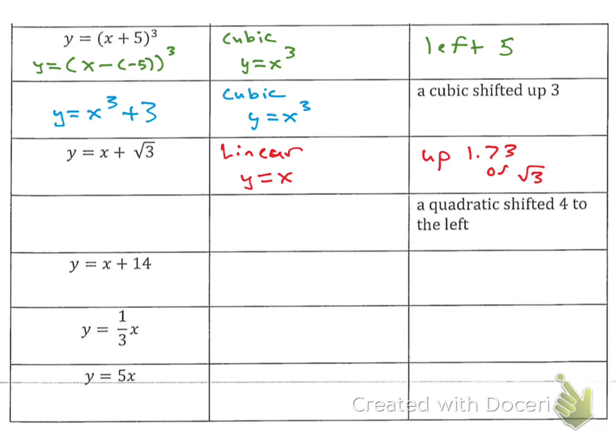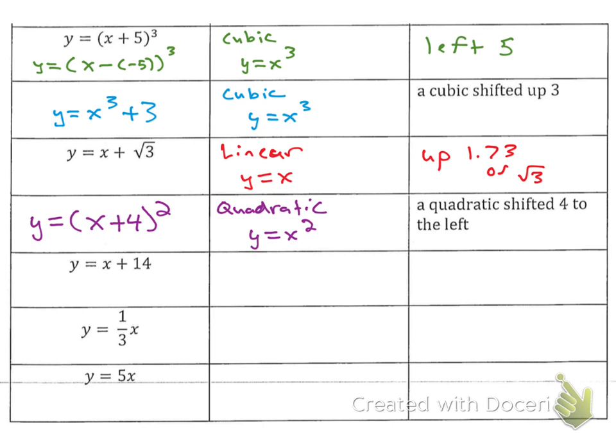A quadratic shifted 4 to the left. What is the parent? Quadratic. Okay. All right, quadratic shifted 4 to the left. What would that function look like? Y equals (x plus 4) squared. Good. Y equals (x plus 4) squared. Okay.